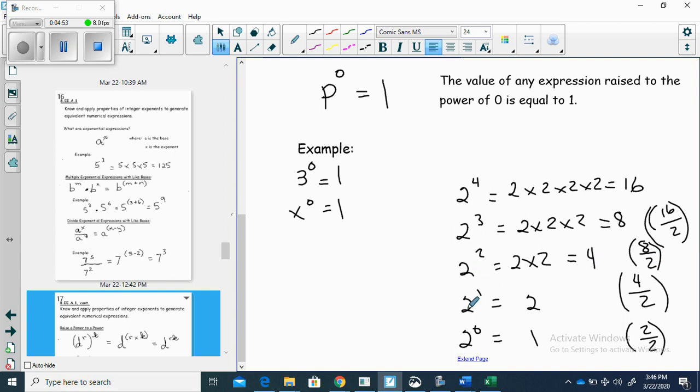2 to the 1st power is just 2. If 2 to the second power was 4, couldn't I simply divide that by 2? Wouldn't I get 2? Now, how about 2 to the 0 power? If 2 to the first power is 2, wouldn't I divide this by 2? 2 divided by 2 to find out what 2 to the 0 power is. 2 to the 0 power is 2 divided by 2, which is 1. Anything raised to the 0 power is equal to 1.